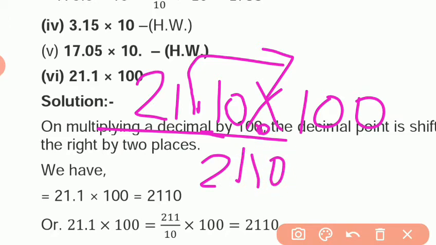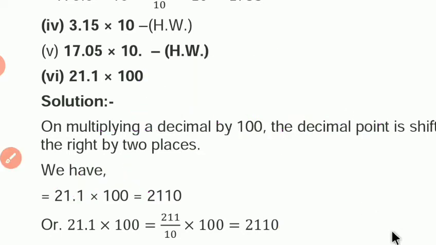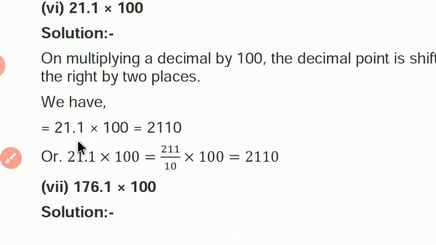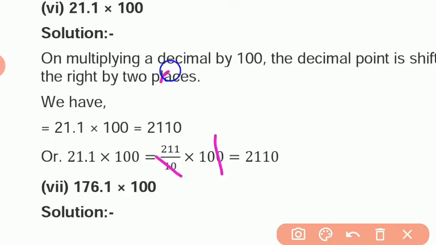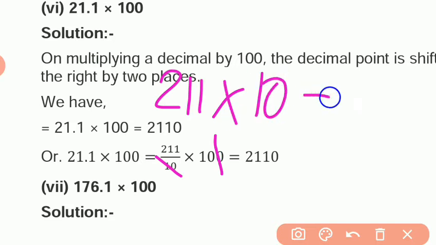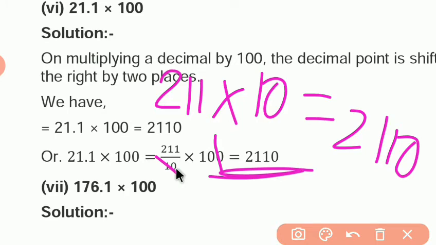It can be written as 2110.0 or 2110. Or you can see by the second method that first we will remove its decimal point. If you remove the decimal point, after the decimal how many digits are given? Only 1. So how many 0s will come in the denominator? Only 1 0. It means 10. Now we can cut 1 0 by 1 0. So the remaining number is 211 into 10. And if we multiply, we will get 2110, which is our answer.